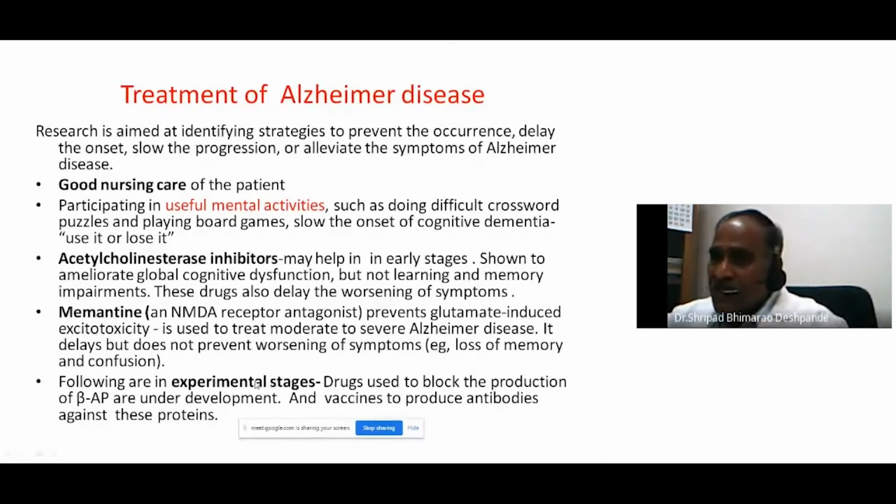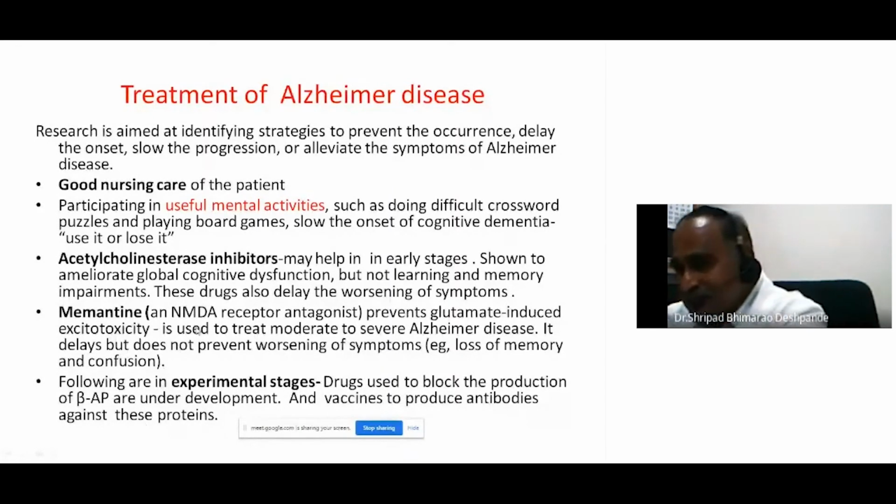Still, we have drugs which can block the beta amyloid protein. They are under development, and vaccines are under progress. That is what Alzheimer's disease is about.